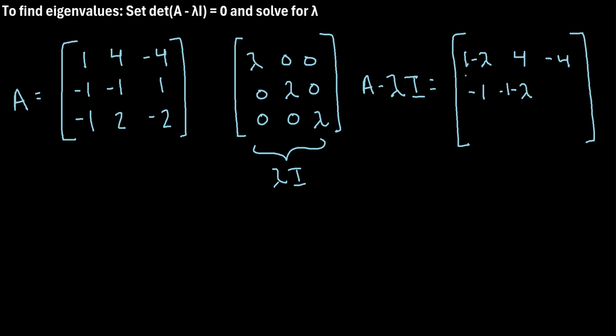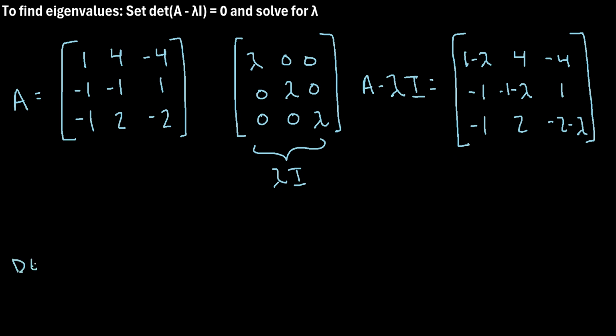And then we get 1 minus 0, that's just 1. Now in the last row, we have negative 1 minus 0, negative 1. 2 minus 0 is 2, and negative 2 minus lambda. Okay, so here's our A minus lambda times I. And remember, we have to figure out what is the determinant of this matrix. So how can we figure that out? So let's write that down here.